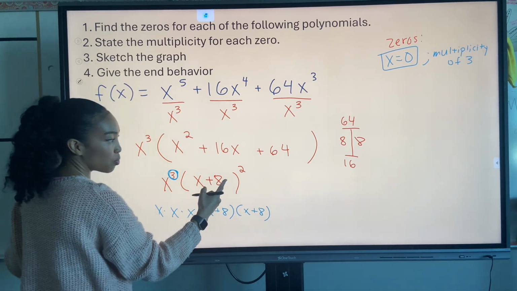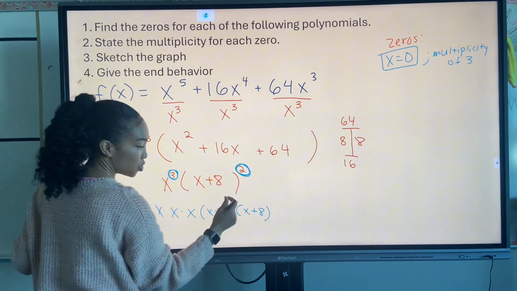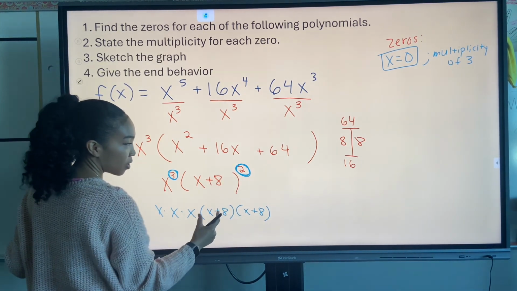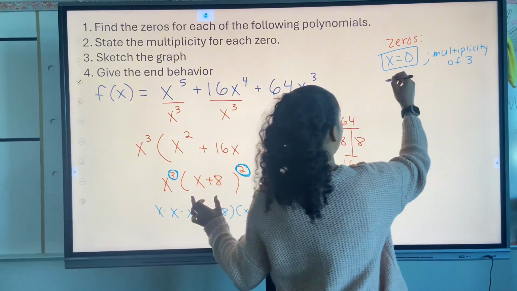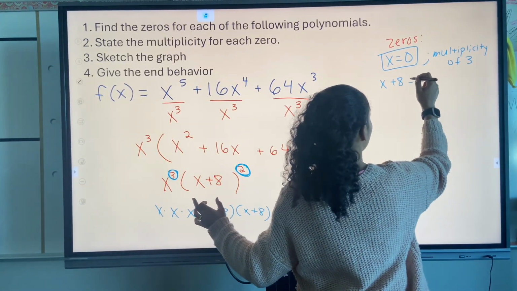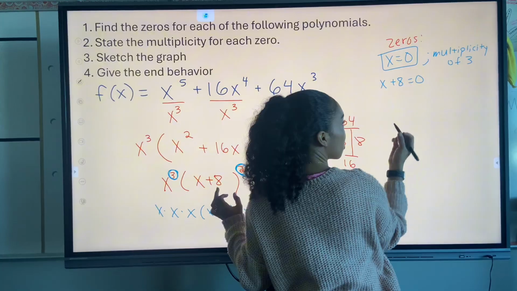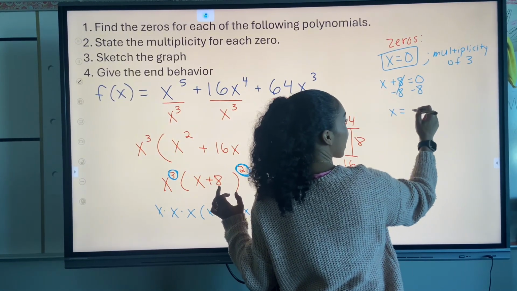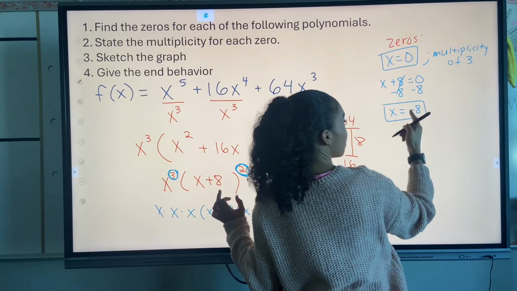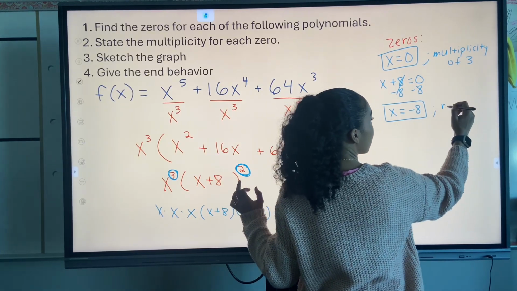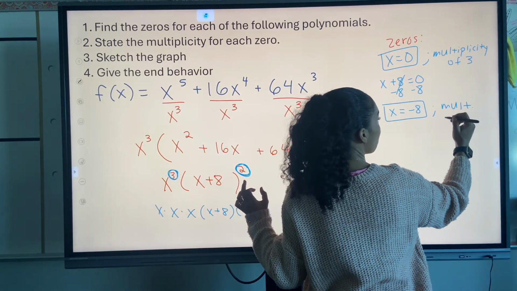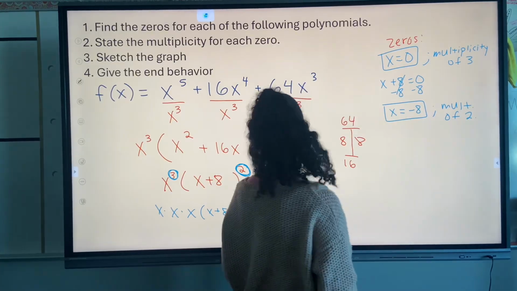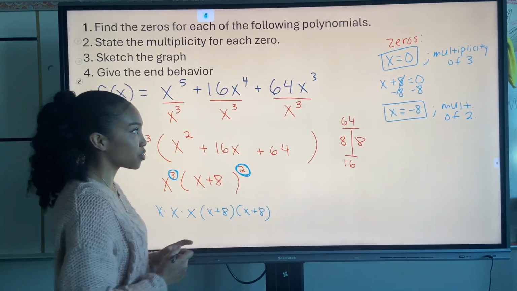Your next one, the multiplicity is 2 because you had 2 of them, okay? So x plus 8 is your other factor. Set it equal to 0 and solve. So you're going to subtract 8 and you get x equals -8. This is your other zero and the multiplicity is 2 because you had 2 of those factors.